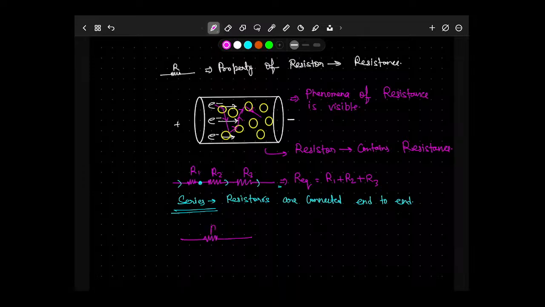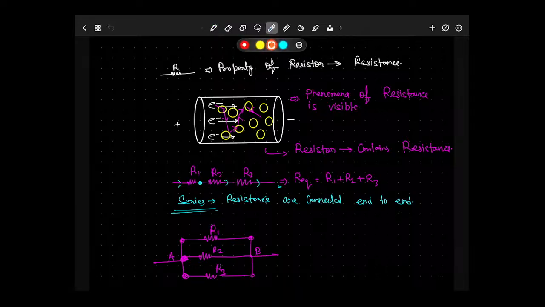In parallel connection, the potential difference has to be same. Current may or may not be same. But the potential difference should be same, right? Like in this, whatever the voltage is between A and B, the same voltage is between these 2 points also.